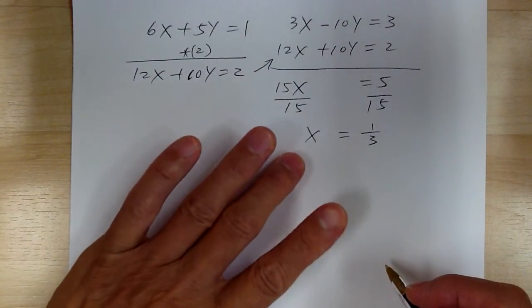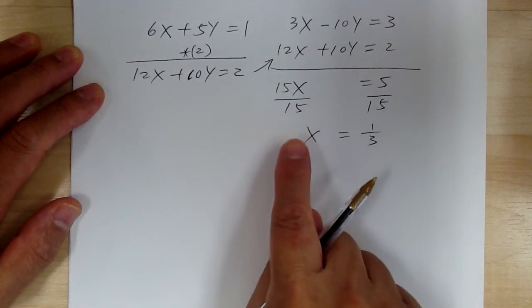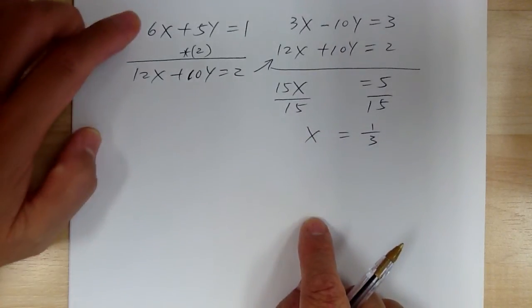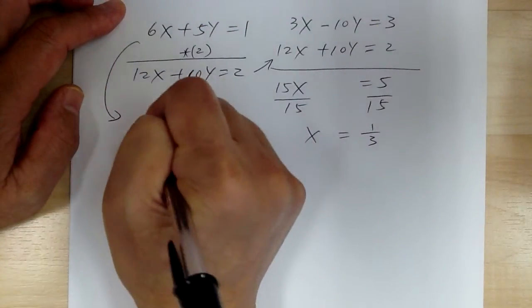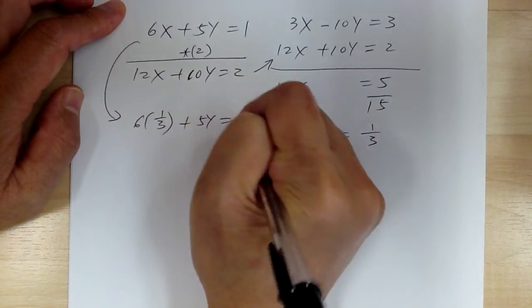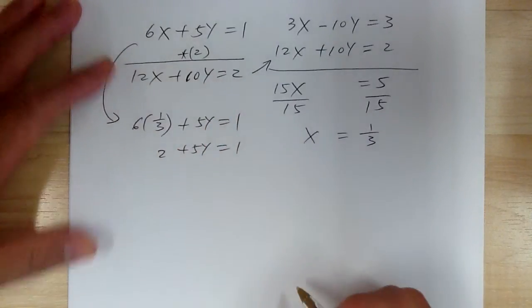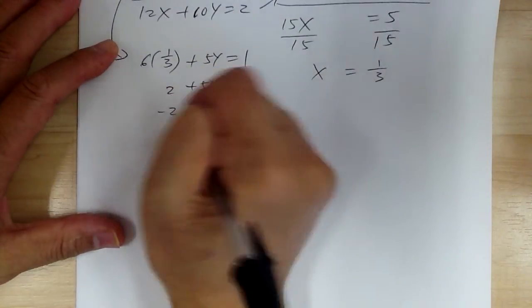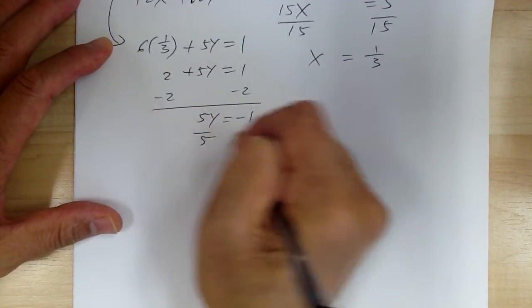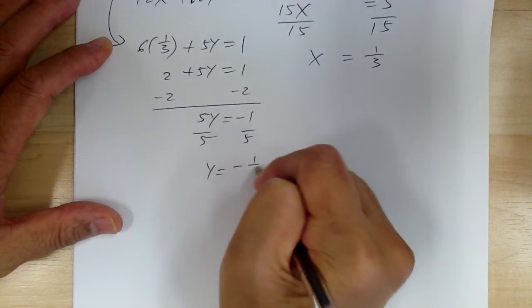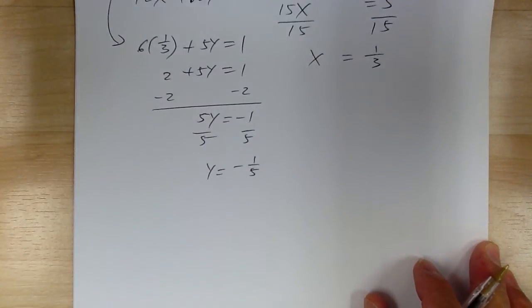So let's leave that over here for now. Okay, let's solve for the y. So I'm going to substitute into here. 6 times 1 over 3 plus 5y equal to 1. So 2 plus 5y equal to 1. So minus 2, minus 2. So 5y equal to negative 1. And divide by 5, divide by 5. So y equal to negative 1 over 5. So you solve for x and y first, using the regular method. Now you have to switch back.